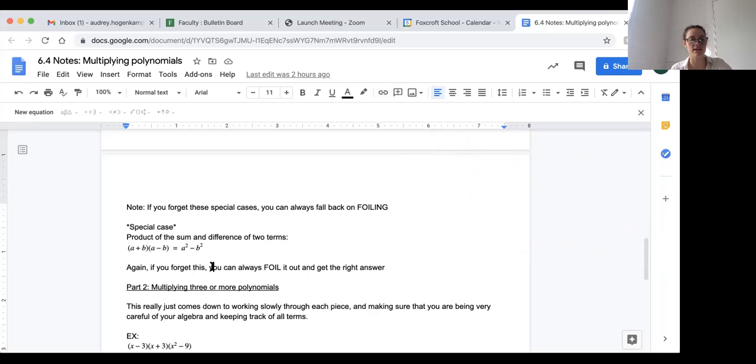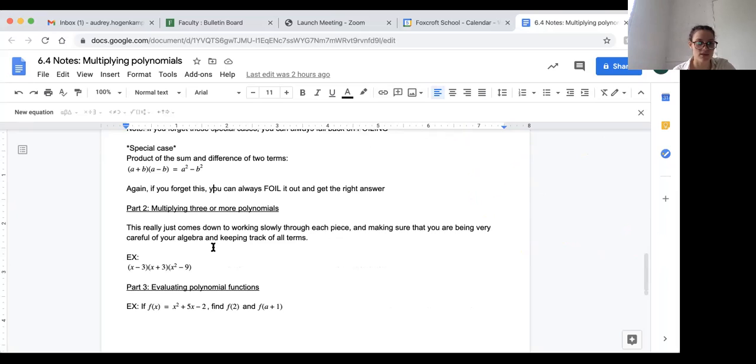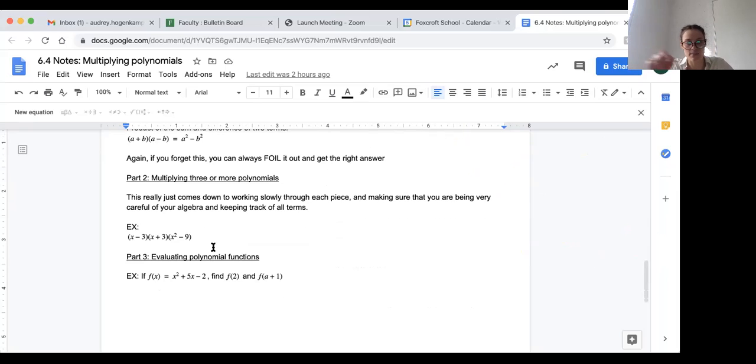So part 2 is multiplying 3 or more polynomials. And this really just comes down to working slowly through each piece and making sure you're being very careful of your algebra, right? So if we have x minus 3 times x plus 3 times x squared minus 9, the first thing that I want to do is take care of my first two.